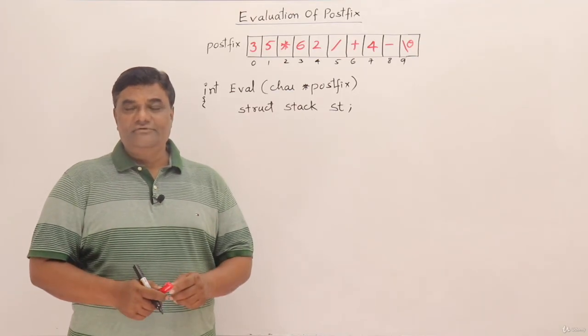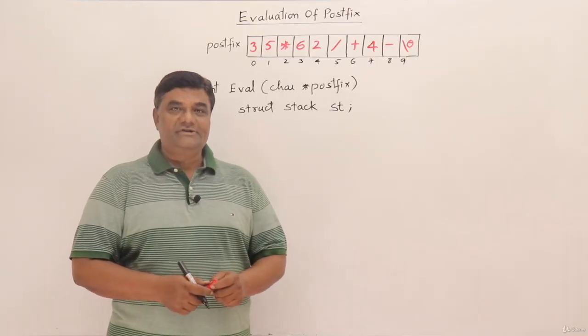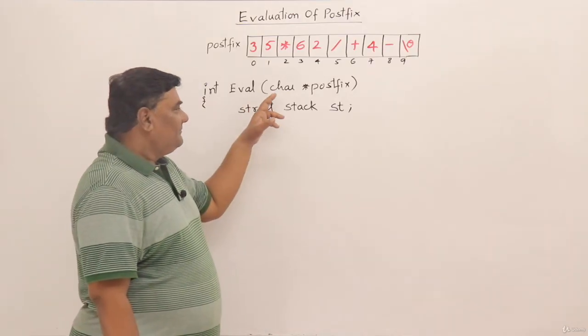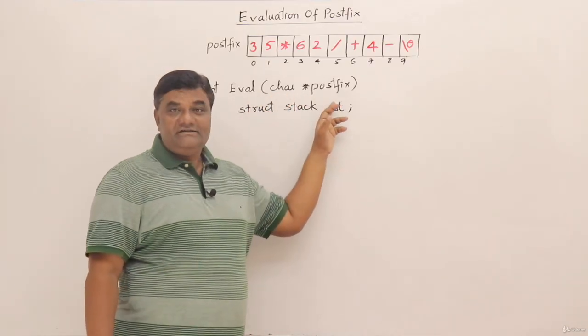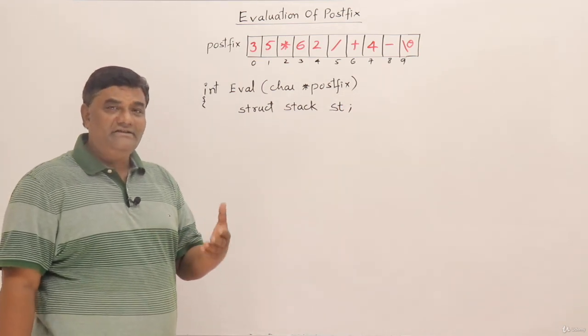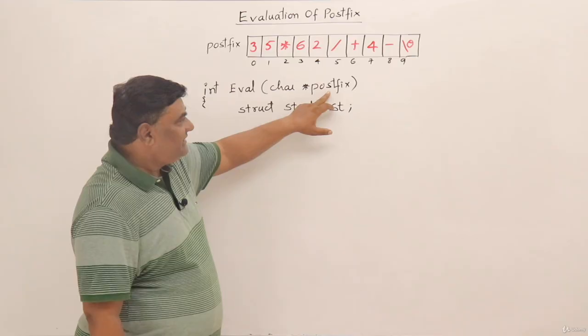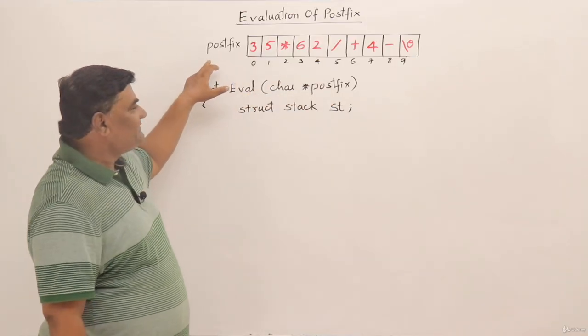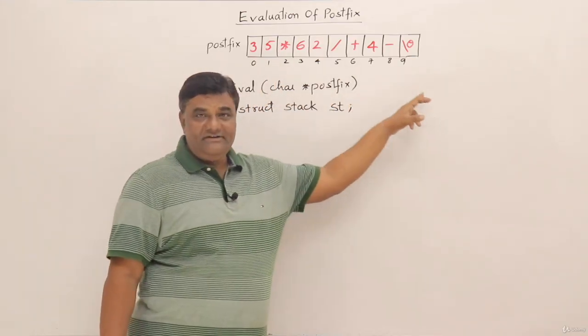Let us write a function for evaluation of a postfix expression. The parameter it is taking is a character type pointer, which can access a character type array, that is, it can access a string. The pointer name is postfix, so let us assume that it is accessing this array. As an example, I have taken an array.